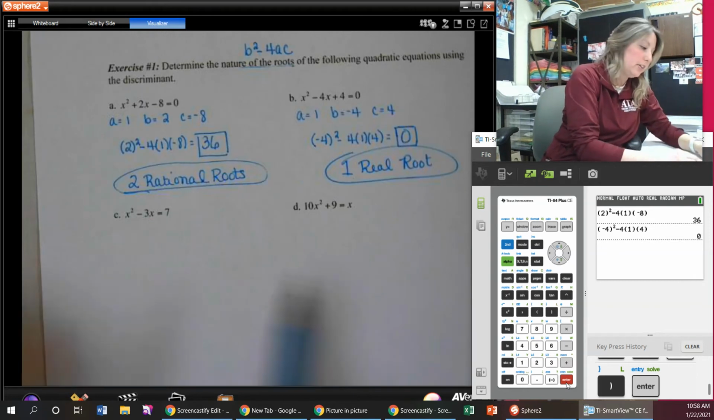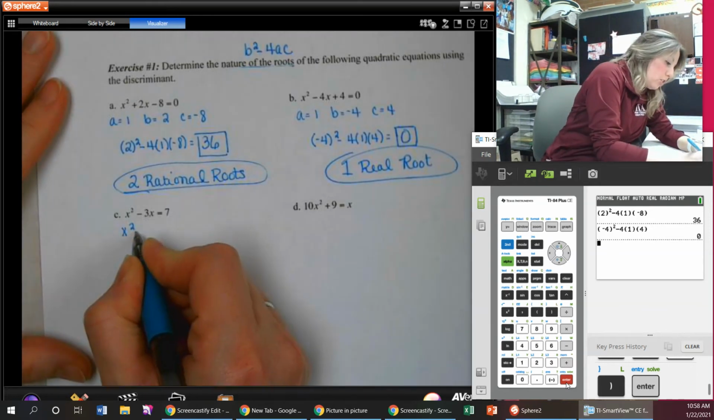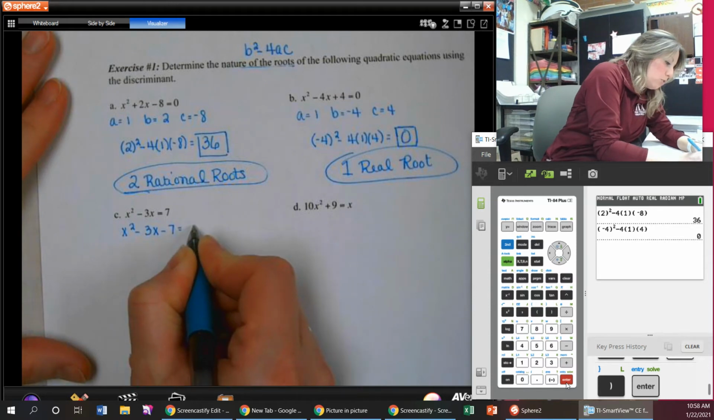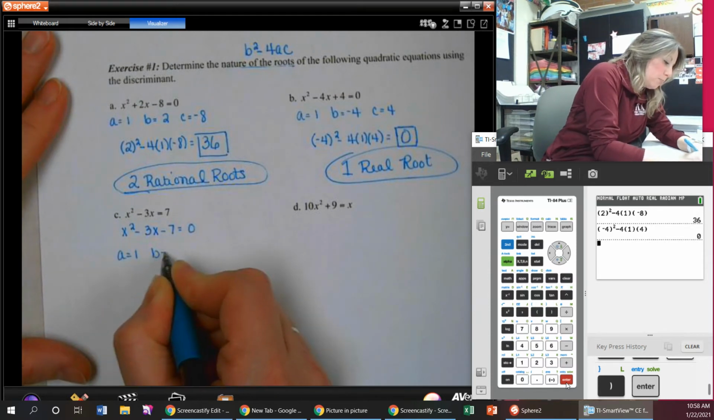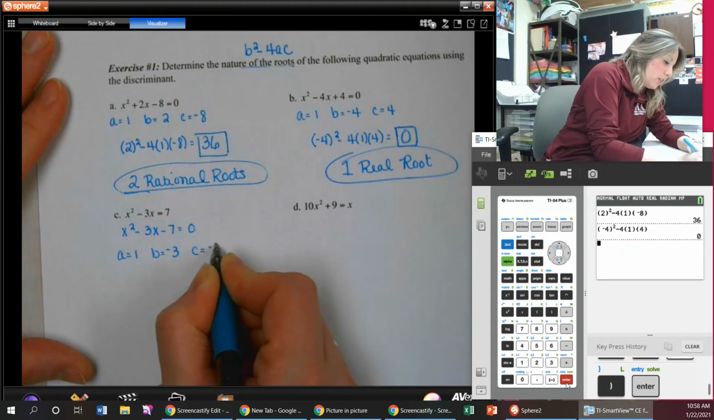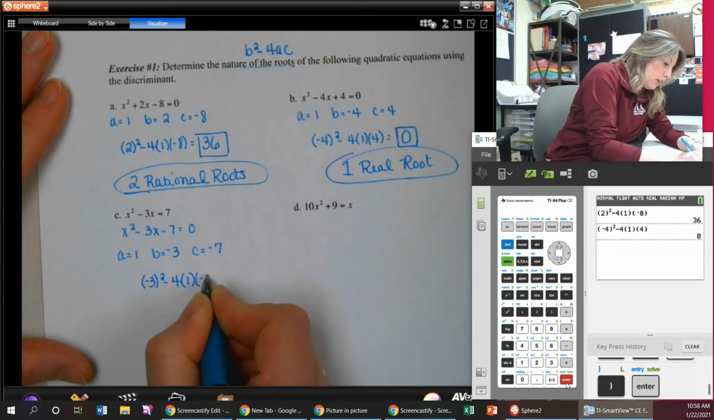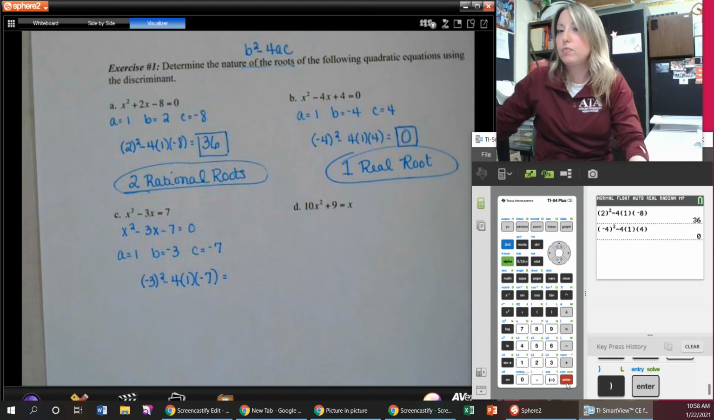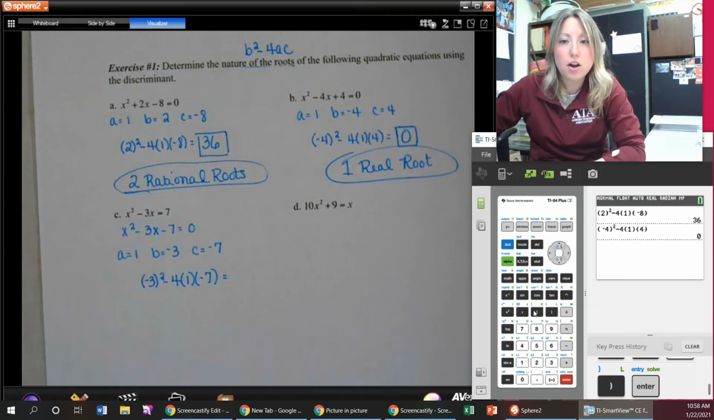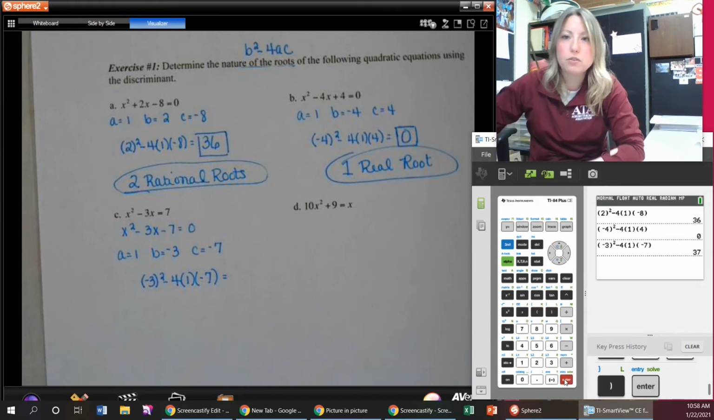Keep going. This guy's not in standard form, so subtract that 7 over first. Now that you've got standard form, your A is 1, your B is -3, and your C is -7. Plug that into b squared minus 4ac. So -3 squared minus 4 times 1 times -7. And let's see what we get. Again, just plug it into your graphing calculator. So -3 squared minus 4 times 1 times -7. And that gives me 37.